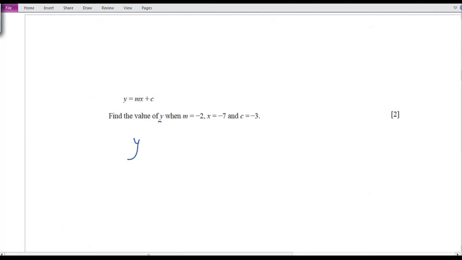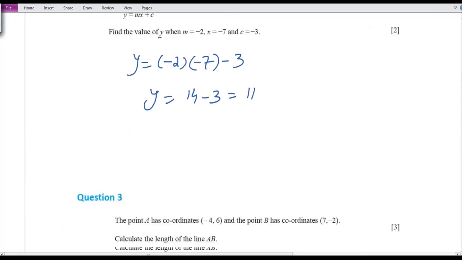So what will y become? y will become -2 into x, x is -7, plus c. In place of c, write -3. So y will become -2 into -7, which is 14, -3. 14 minus 3 is 11. So y is 11. Okay.